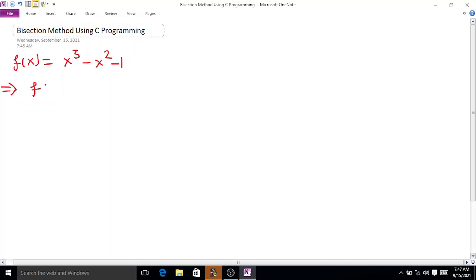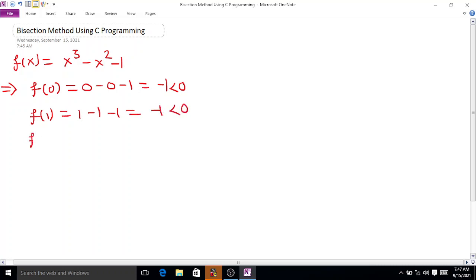For that, put x = 0, then f(0) = 0 − 1 = −1, which is less than 0. If we put x = 1, then f(1) = 1 − 1 − 1 = −1, which is also less than 0. If we put x = 2, then f(2) = 8 − 4 − 1 = 3, greater than 0.